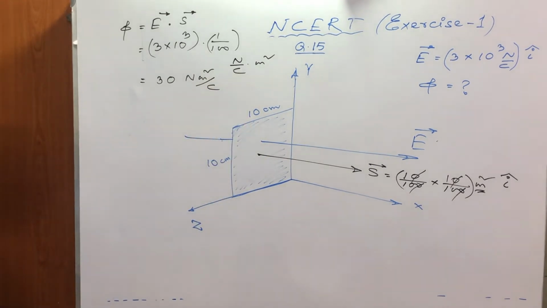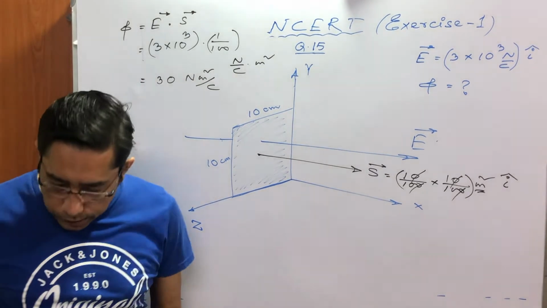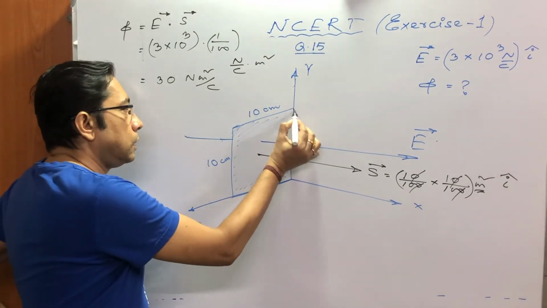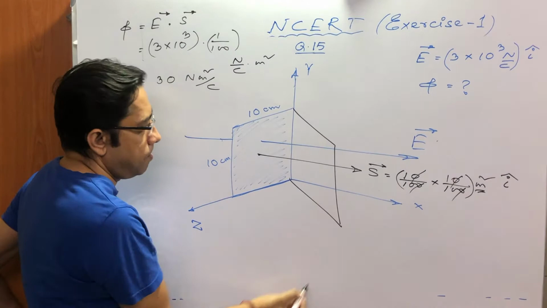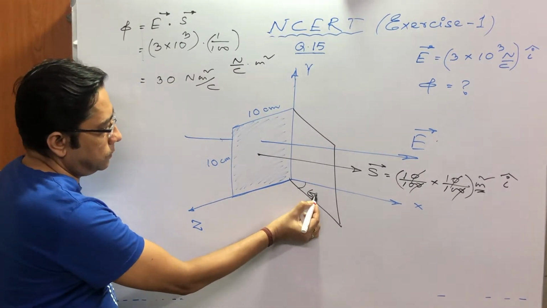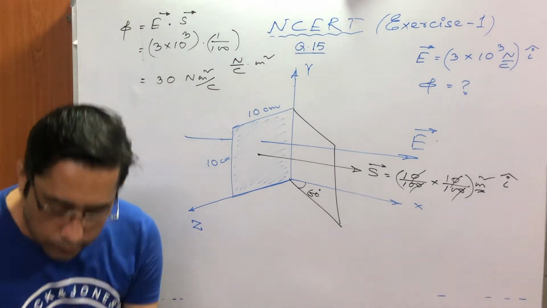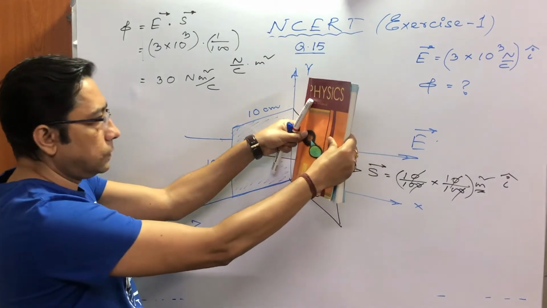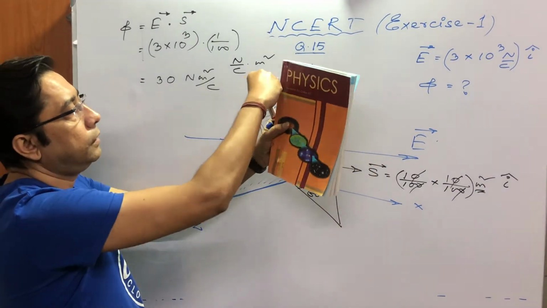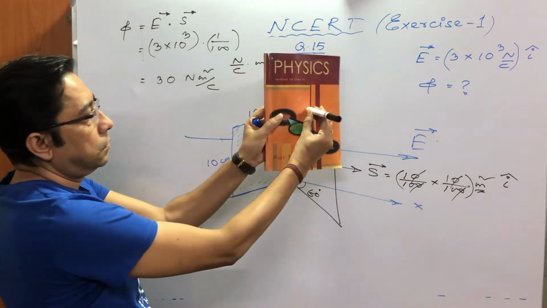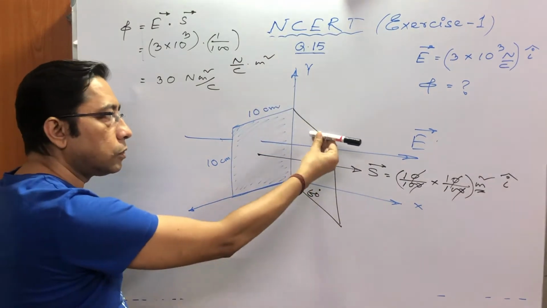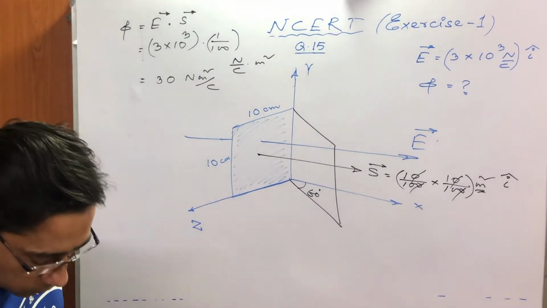That is the flux. Now another question is asked: if the area is inclined at an angle of 60 degree with the x-axis, then it would have looked like this, and this angle would have been 60 degree. That means this area would have been made like this with this 60 degree. So you can well understand that the area vector also rotates. Initially it was like this, now if it is rotated like this, the area vector also rotates. So you have to consider that thing.